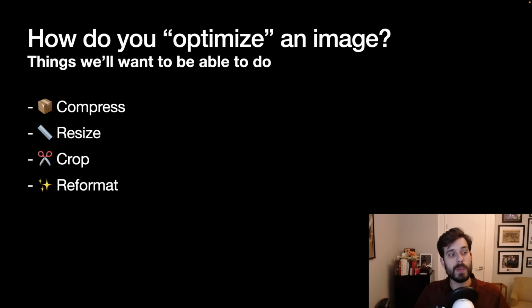But how do you actually optimize an image? There's a lot of ways to do this, but there's 4 things you're typically looking for. Let's first start by talking about compression and file formats, because they go hand in hand.